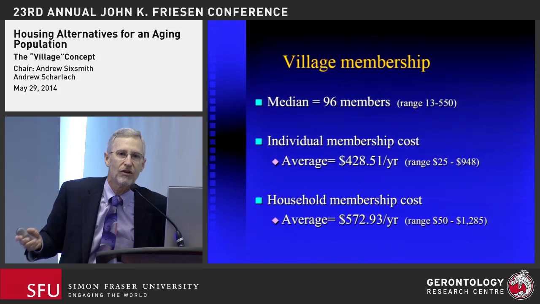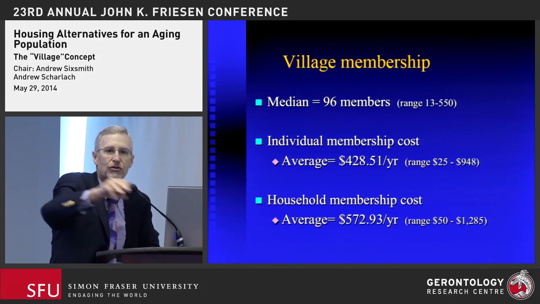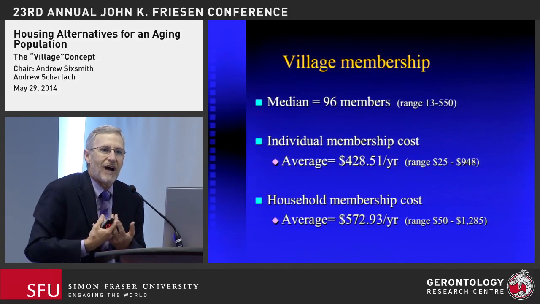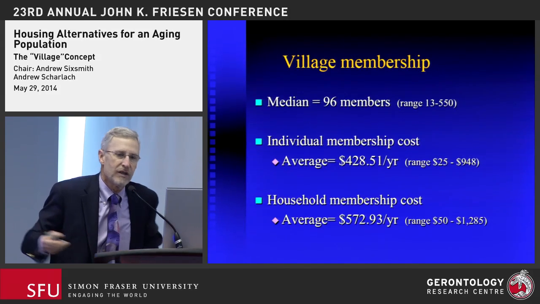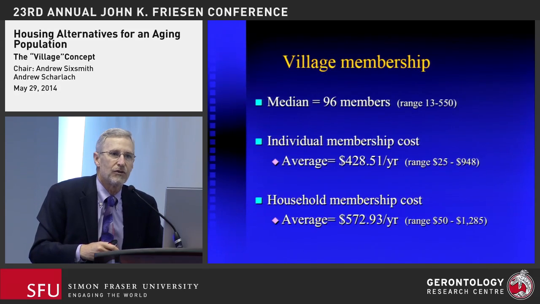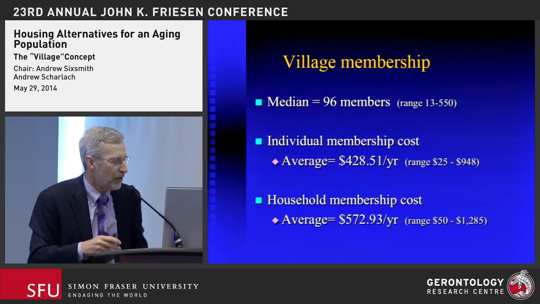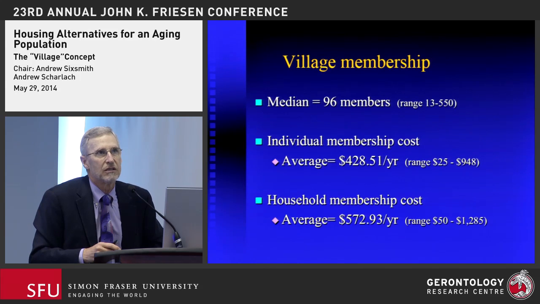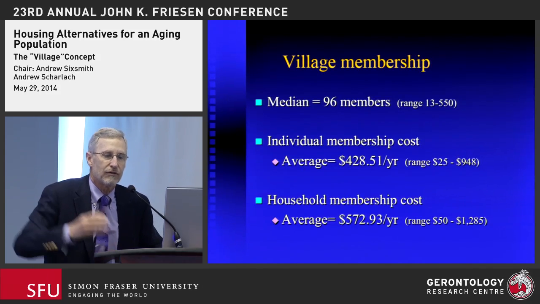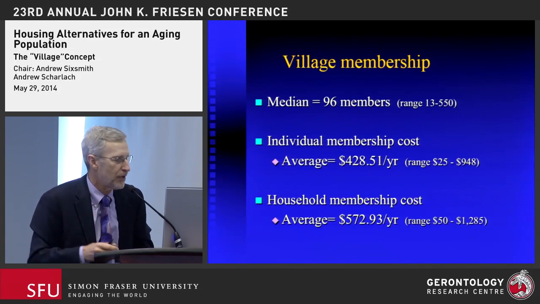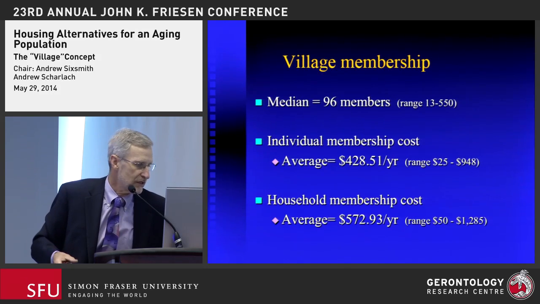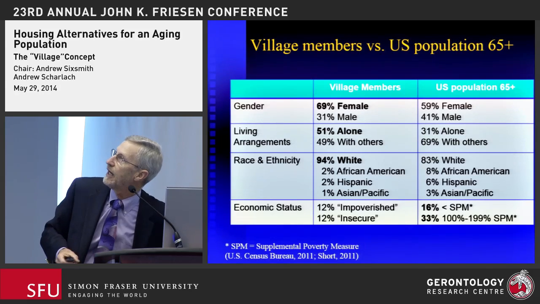And even the ones that are very large have what they call neighborhood circles, or local groups that are formed, that are interest groups or geographic neighborhood groups that provide that sense of connection and community. The average cost is about US $400 and some odd a year, with substantial variation. About half of villages offer some kind of subsidized membership for people who can't afford the full cost of $35 a month or so. And that's for an individual. For a household, it's almost $600 a year, about $50 a month.